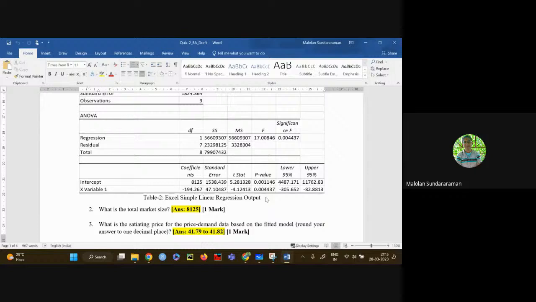Yes, it is significant. 8125 is significantly far away from 0 for my data set. So you will reject the null. Making sense now? Thank you. Got it? Okay.